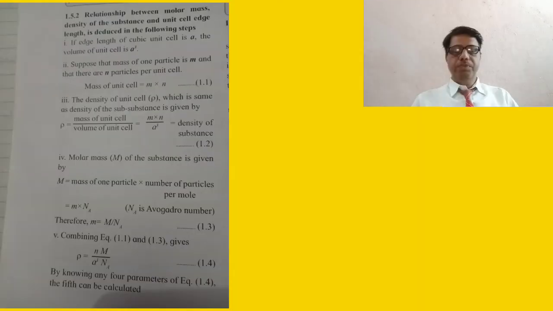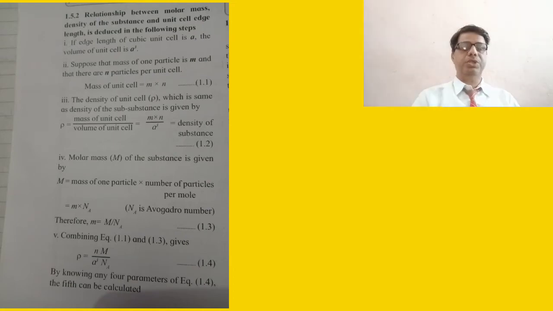Now students, we move to the next half part of this one. It is the relationship between molar mass, density of the substance, and unit cell edge length. That is how they are related with each other.